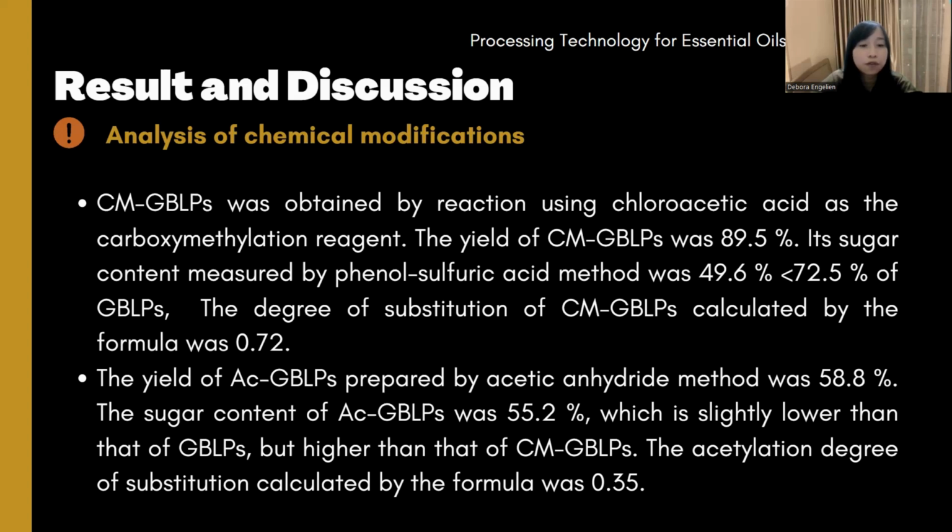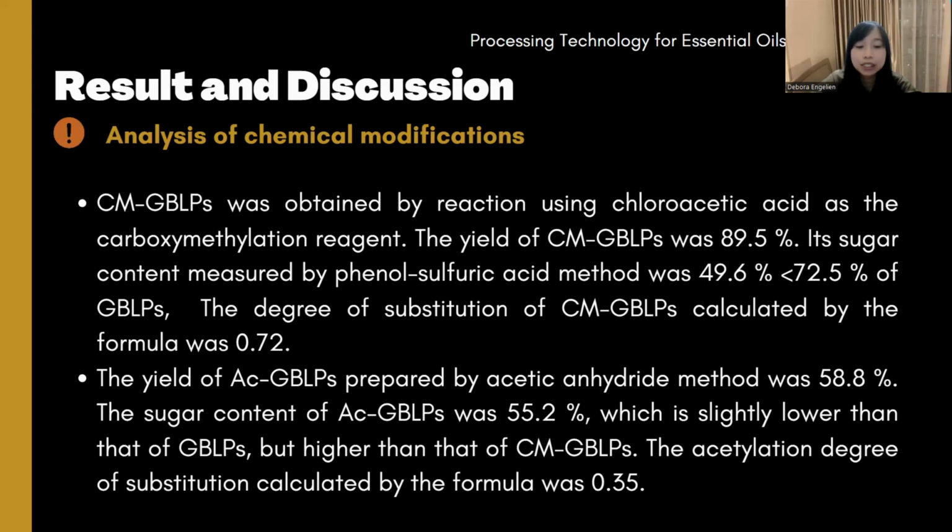For the yield of ACGBLPS, or acetylation, it was 58.8%, which is lower than the result of the research of C et al. And the sugar content of ACGBLPS was 55.2%, which is slightly lower than that of GBLPS but higher than CMGBLPS.